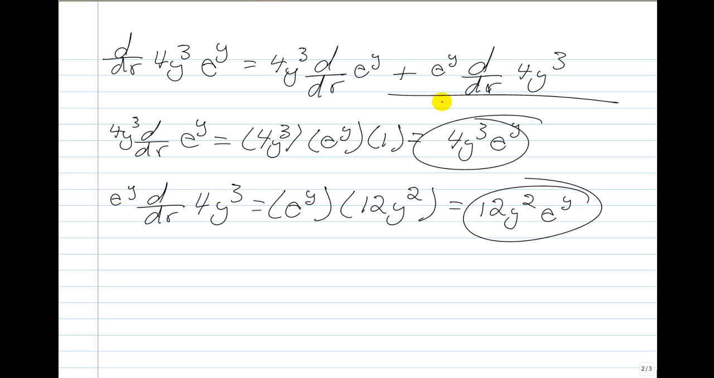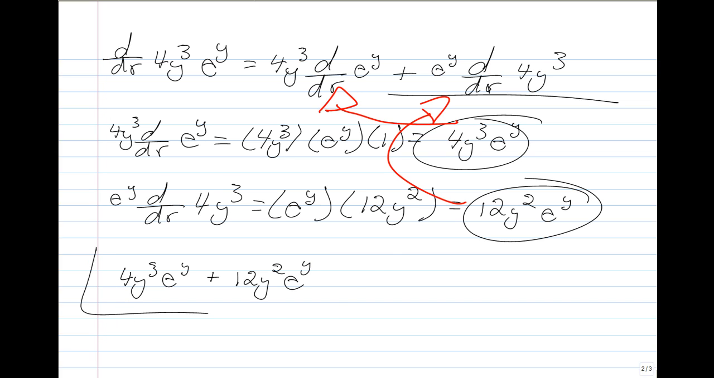Now what we can do is replace this into that and this into that to come up with the answer. So we have 4y cubed times e to the power of y plus 12y squared times e to the power of y. And that's our final answer.